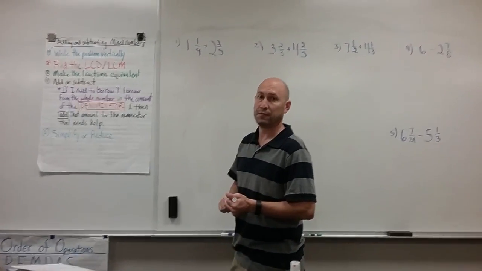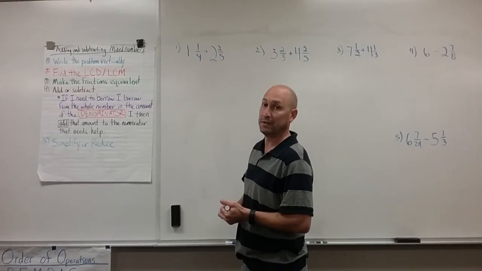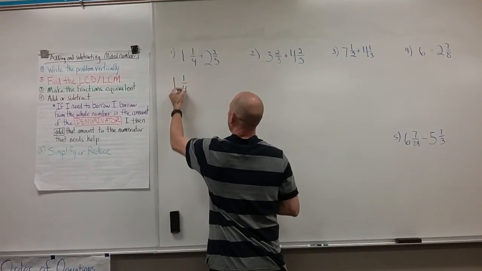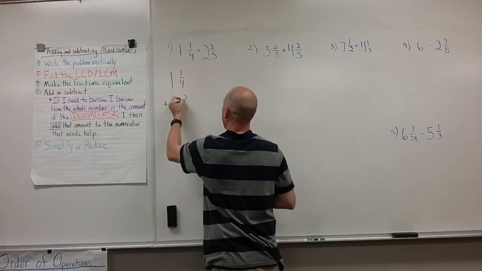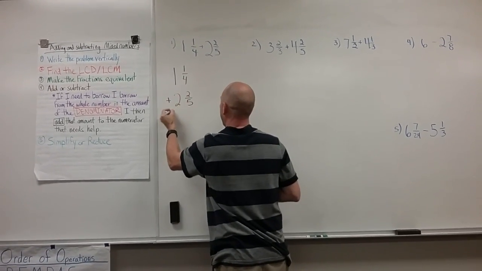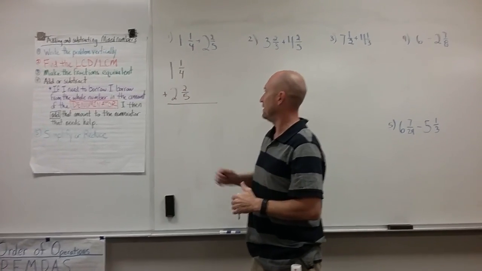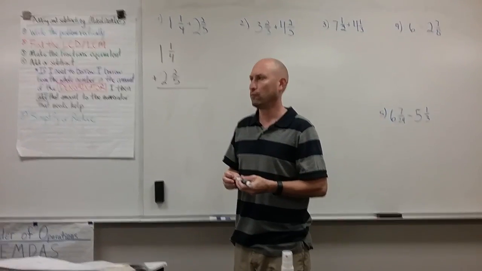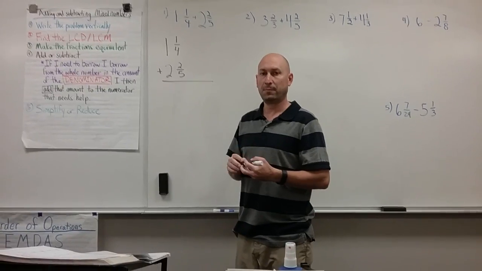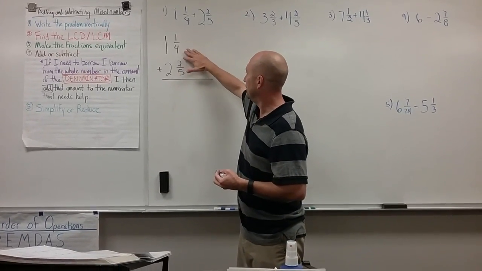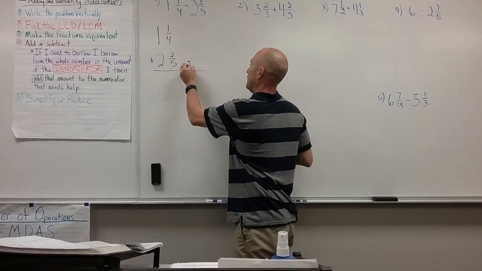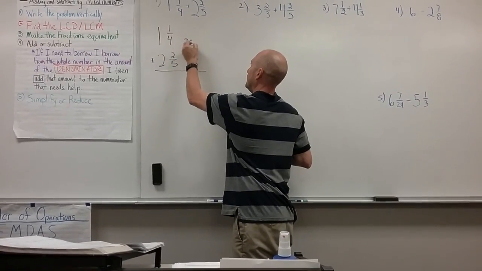So my first example is 1 1/4 plus 2 2/5. I'm going to write it vertically. Now I'm asking myself, where's the first time that 4 and 5 are going to collide? Where are they going to meet? What's the lowest common multiple that they have in common? And when I look at these two numbers, I know that they're going to meet at 20. So I'm going to make a denominator of 20.